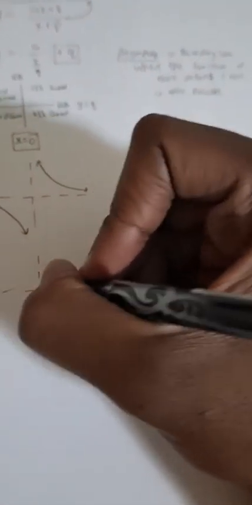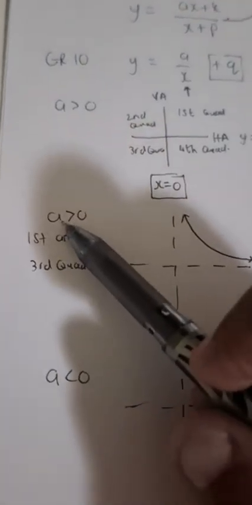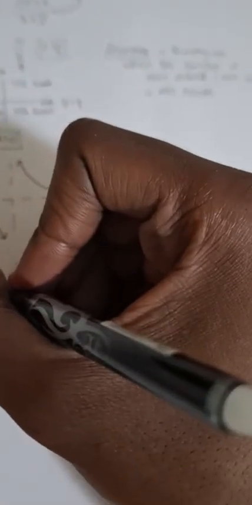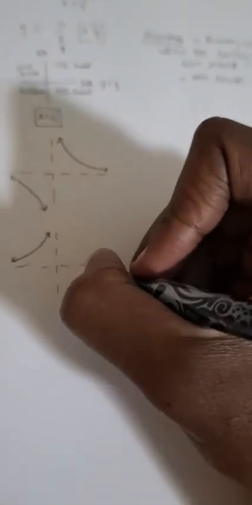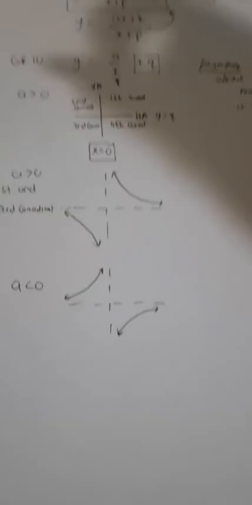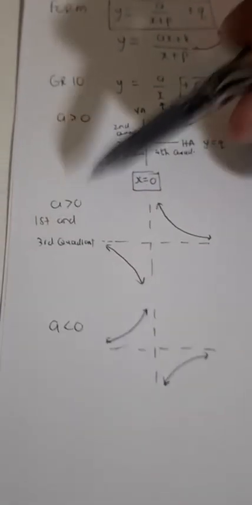Okay, but when a is less than 0, then I'm sure you guys can think sort of in the same vein. If the function is found in the first and the third quadrant when a is greater than 0, where will we expect to find the function when a is less than 0? Then you can expect to find the function in the second and the fourth quadrant.